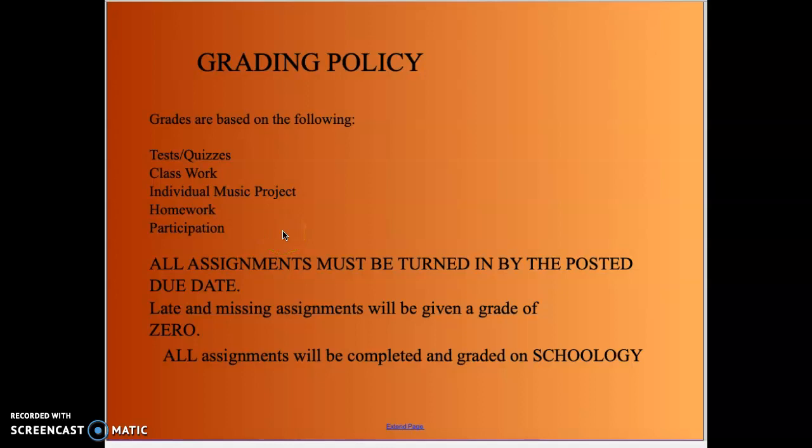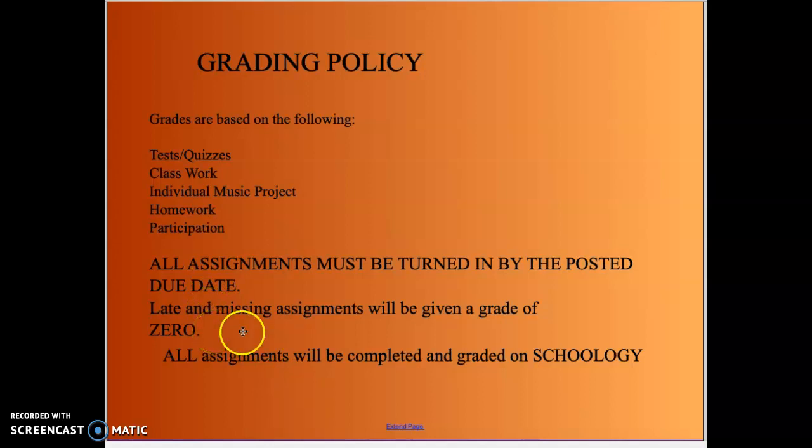Participation means that you are doing the assignments when I ask. You are doing the work in a very, very good way, and you're making sure to pay attention to what's happening in music class. All assignments must be turned in by the posted due date.